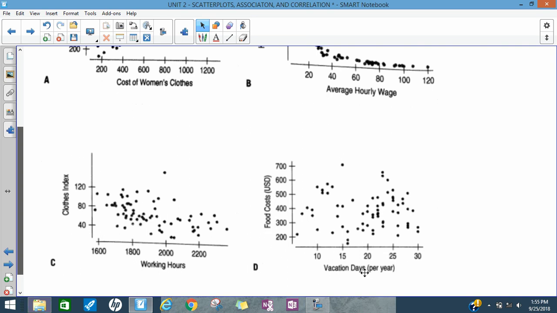Last but not least, vacation days and food costs. There doesn't appear to be any association here. It's just a random scatter of points. And so we would just say that there doesn't appear to be any association.